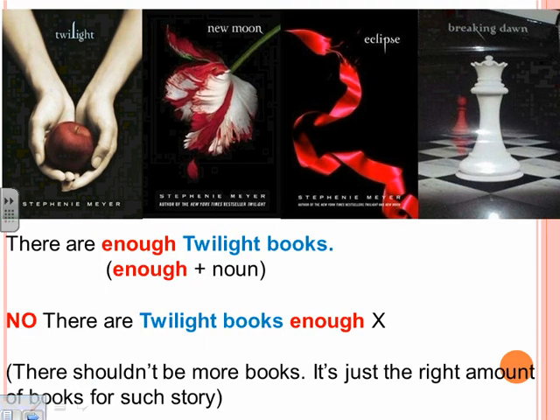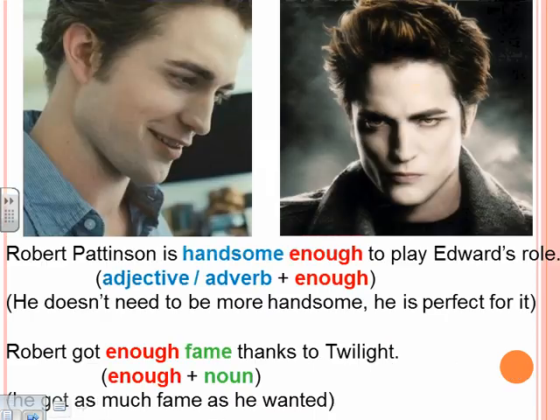Or I can use enough with a noun, but enough comes before the noun. I have enough apples. There are enough Twilight books. Not "there are Twilight books enough." This is wrong. There shouldn't be more books. It's just the right amount of books for such a story. Okay? Now, Robert Pattinson is handsome enough to play Edward's role. So here I have adjective or adverb plus enough, or enough plus a noun like enough fame.